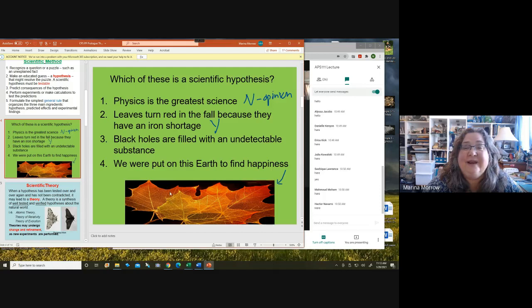But what happens in the fall is the tree will either stop making chlorophyll because it knows the leaves are going to get frozen soon, or it sucks the chlorophyll back into the bark to reuse later in next spring. And so the leaves then no longer reflect the green away, and you can see a little bit of the true color underneath, which is more of the red. Okay, so yes, that could be a scientific hypothesis. It could be tested and found wrong or incorrect.